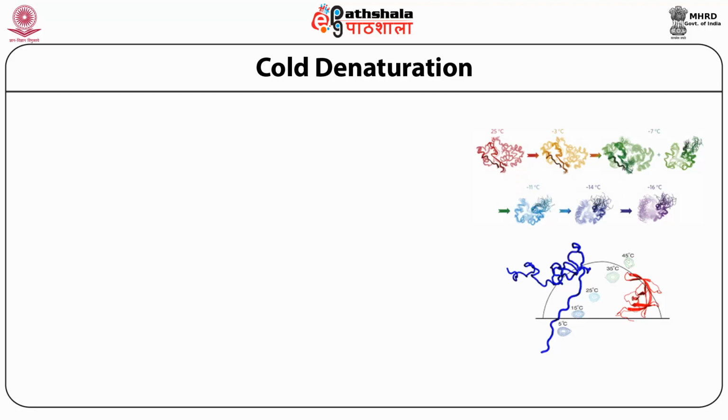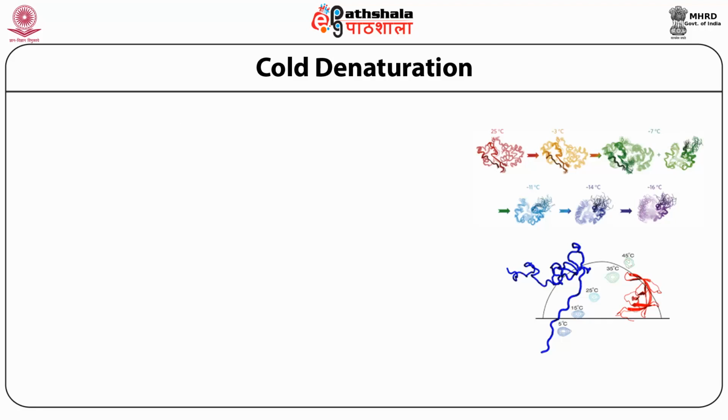Here we give some idea about the cold denaturation of the protein. Some proteins are also denatured as they move towards lower temperature. You can see here the structure of the protein at 25 degrees Celsius. As you move down to minus 11 degrees C, you can see a dramatic loss of structure of the protein.